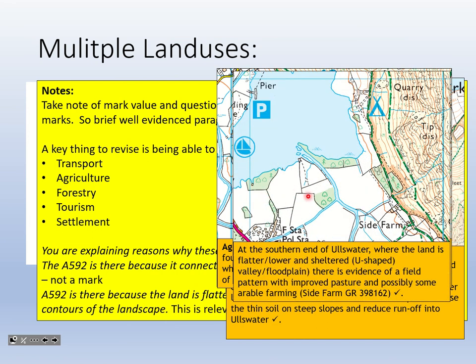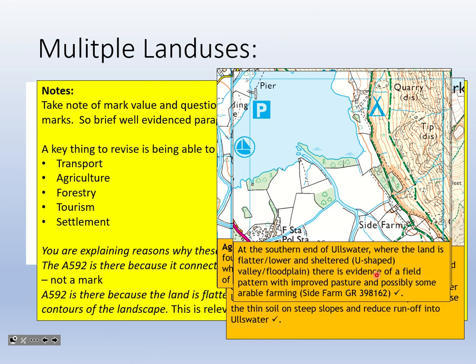Here you can see some examples of what I've just been describing. So there's a farm, here's our field system boundaries indicating that this area is used for farming. All you need to do is offer reasons why. It's very flat, it's lower down, it's sheltered, and this river here would add alluvium to the floodplain, increasing the fertility of the soil. And that would be what you would need to say in order to score that mark.